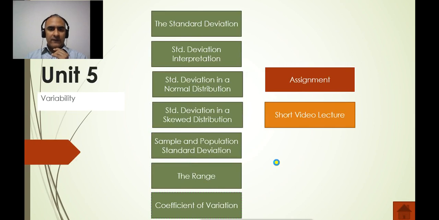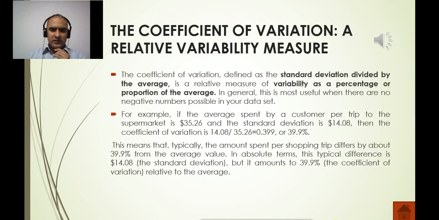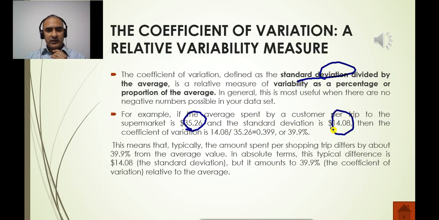So now we have the coefficient of variation. The coefficient of variation is very simple. It's the standard deviation but measured as a percentage. So in this case, let's say, for example, we have a customer trip to the supermarket of 35.6. The standard deviation is 14, so we're going to do that. The coefficient of variation is 14, which is the standard deviation, divided by the average, and then we're going to have 39. So in this case, the coefficient of variation, that variability measured as a percentage, is 39%.